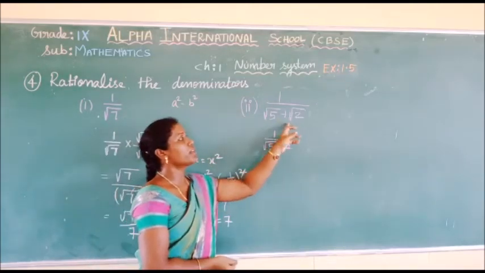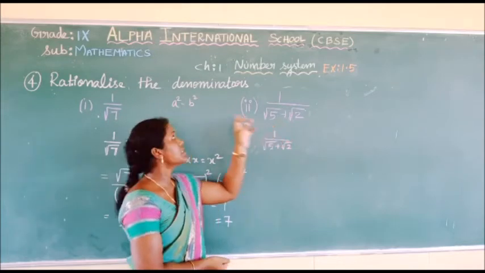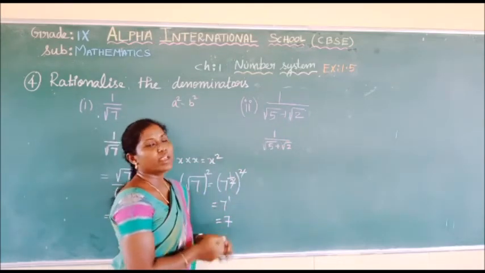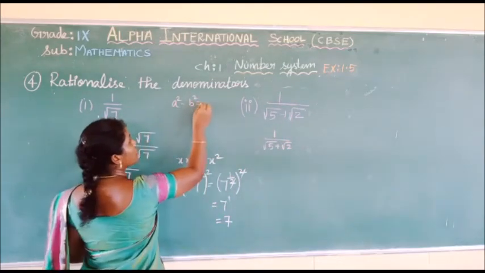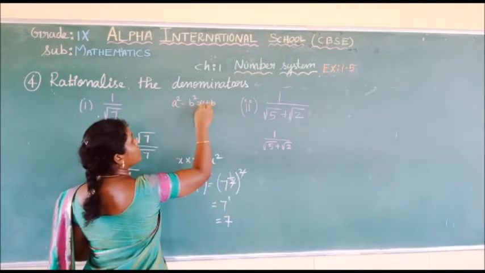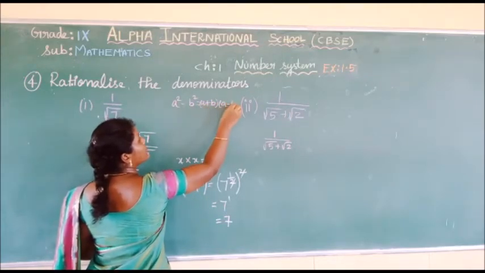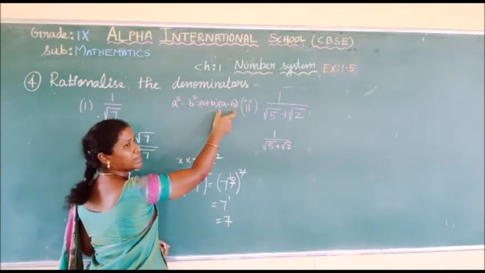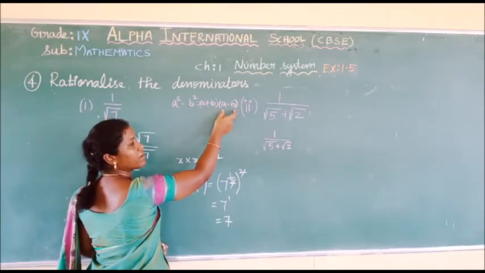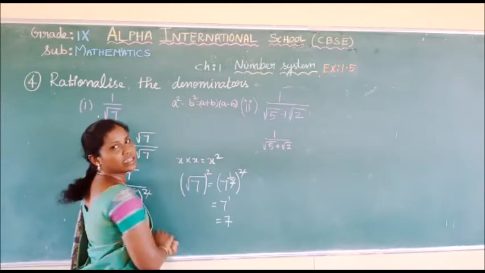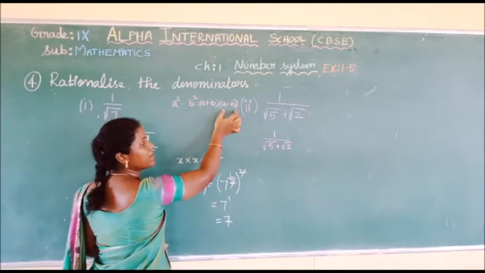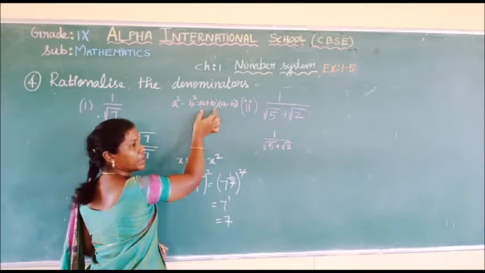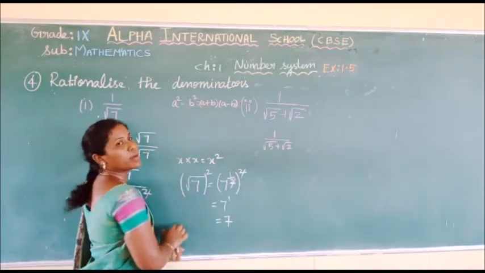So see the denominator, whether it is plus or minus. Use this identity to find the other number: A square minus B square is equal to A plus B into A minus B. If A plus B is given, you multiply by A minus B, and I can use this identity. If A minus B is given, multiply by A plus B, then also we can use A square minus B square.